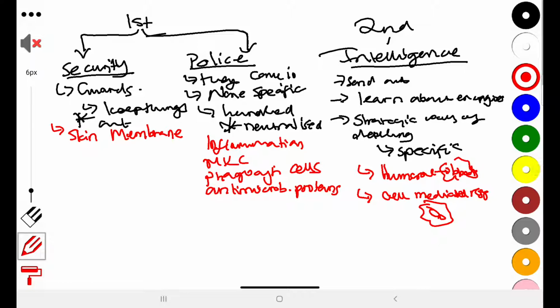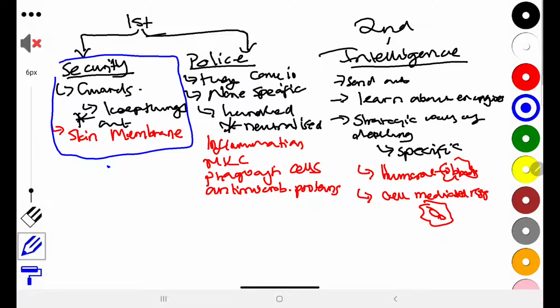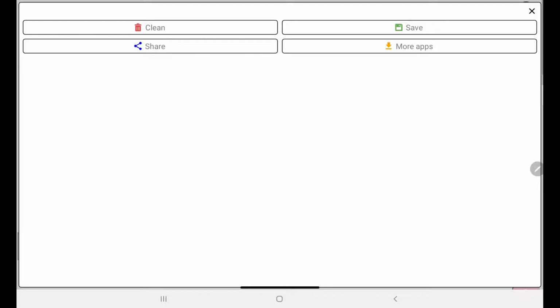So having done this, we will now start with the first component. And in this component, we'll learn about what is happening with the skin and the membrane. So we'll learn about this area.